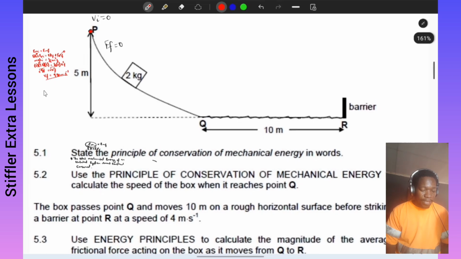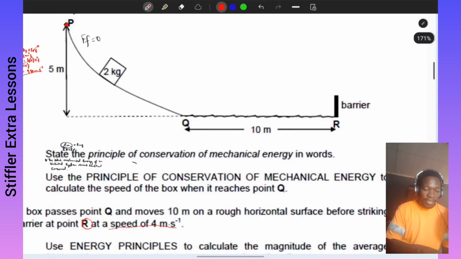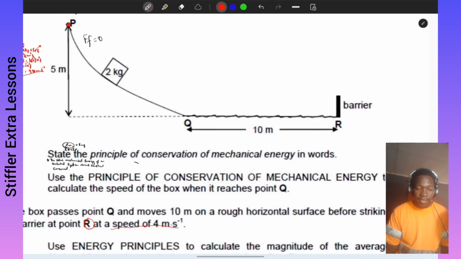So the box passes point Q and moves 10 meters on a rough horizontal surface before striking a barrier at R at a speed of 4 meters per second. So this object gets to that last point with a velocity of 4 meters per second. Let's have a situation: at Q, it was having 9.90 meters per second, but at point R, it is now having 4 meters per second. All the velocities are going in the same direction.